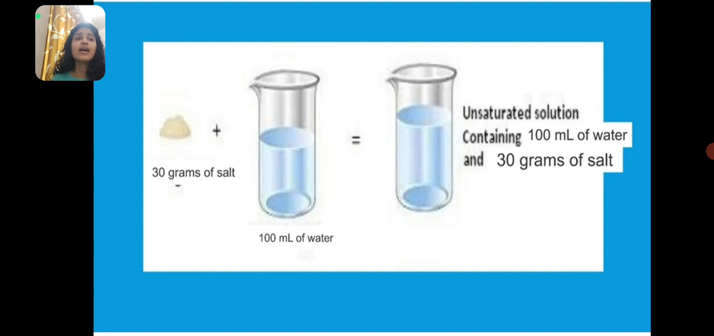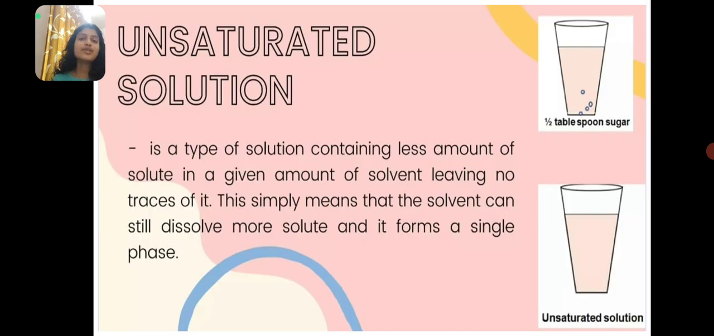So, an unsaturated solution is a type of solution containing less amount of solute in a given amount of solvent, leaving no traces of it. This simply means that the solvent can still dissolve more solute and it forms a single phase. So, hope you understand about unsaturated solution.